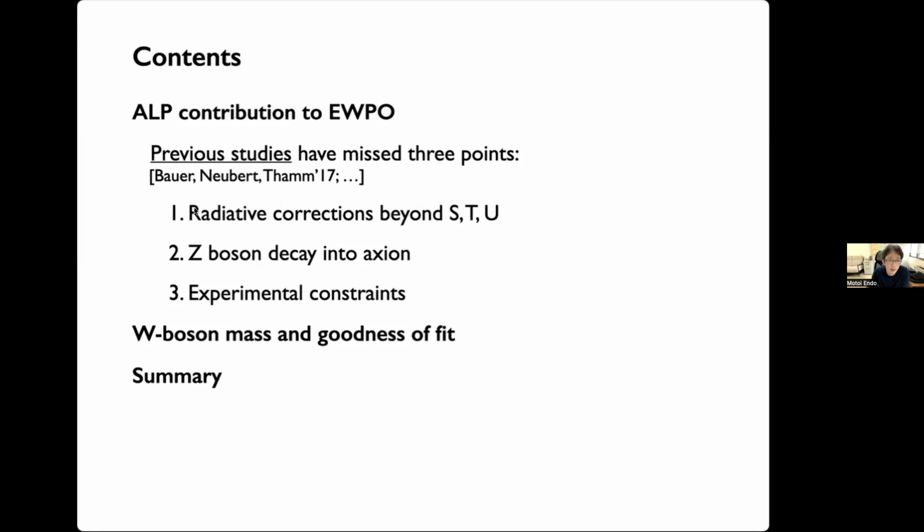So these three points are: the first one is a radiative correction which is not covered by S, T, and U, the oblique parameters. The second point is that they missed the Z boson decay into axion contribution to the electroweak observables. And the third point is that they didn't consider the experimental constraints appropriately in discussing the electroweak observables. So we are going to revisit these three contributions, and then we are going to discuss our W boson mass and also discuss the goodness of the global fit, and then summarize.